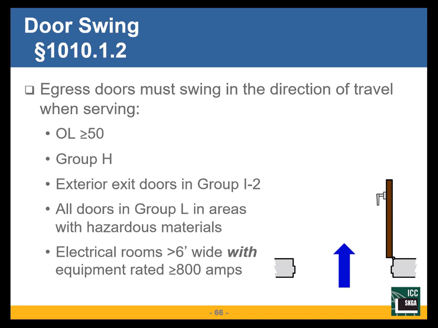Electrical rooms. If the electrical room is wider than 6 feet and it has more than 800 amps worth of equipment in the room, the exit doors have to swing in the direction of exit travel. This is a different requirement than panic hardware. This requirement is to swing in the direction of egress travel. It could, in some cases, have lever action hardware.